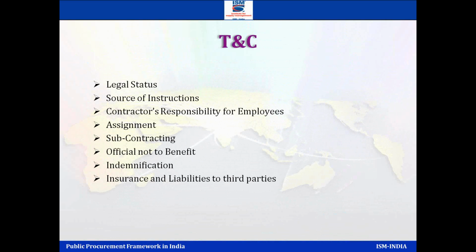Assignment: you've given a contract to someone, and the person doesn't do anything except assign it to someone else. You need an approval. Subcontract: I take work from you and then I subcontract some part of it, not the whole thing, to someone. I need approval from you that I'm subcontracting to so and so. Officials not to benefit is very important. Officials who are involved in the chain should not get any benefit.